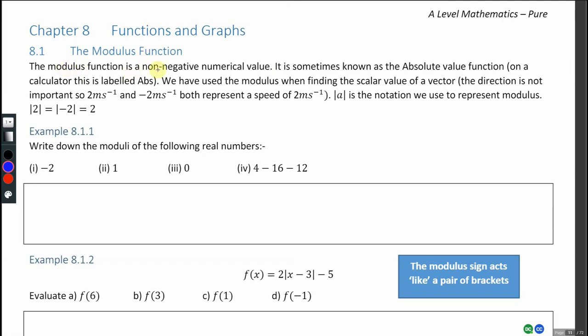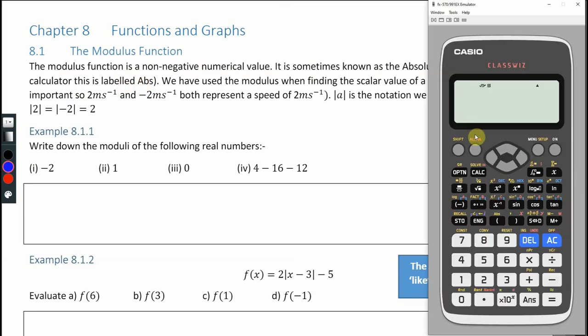The modulus function is a non-negative numerical value. It is sometimes known as the absolute value function, and on a calculator, this is often labelled ABS, short for absolute. If you have a Casio ClassWiz calculator, then it is above the open bracket button. So you'll need to press the Shift key first to activate it.